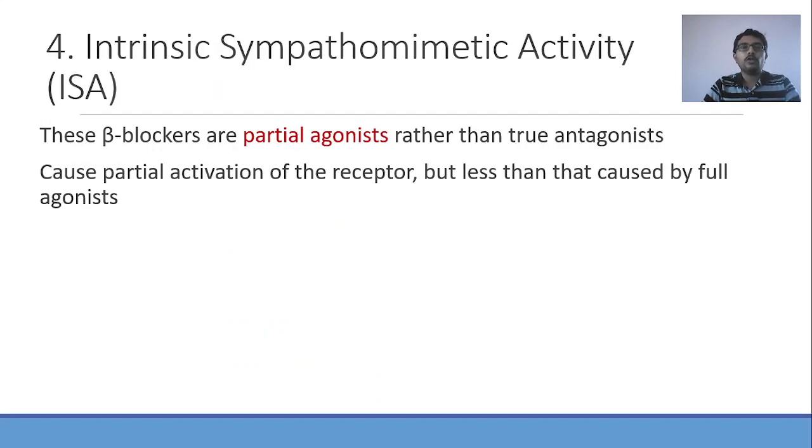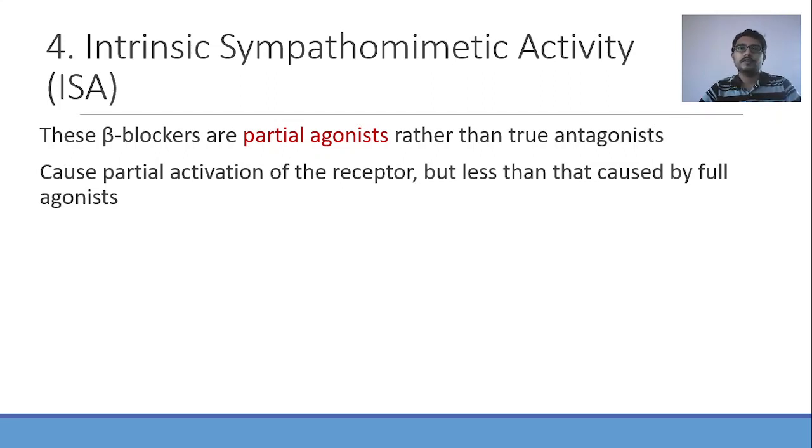Moving on, the fourth property is called intrinsic sympathomimetic activity. Now we are dealing with beta blockers. Blockers in the sense they are antagonists. They block the action of the agonist. The agonist for all the beta receptors, and for that matter for all alpha receptors, is adrenaline or noradrenaline. What are beta blockers supposed to do? They are supposed to sit on these receptors and block the action of the intrinsic agonist.